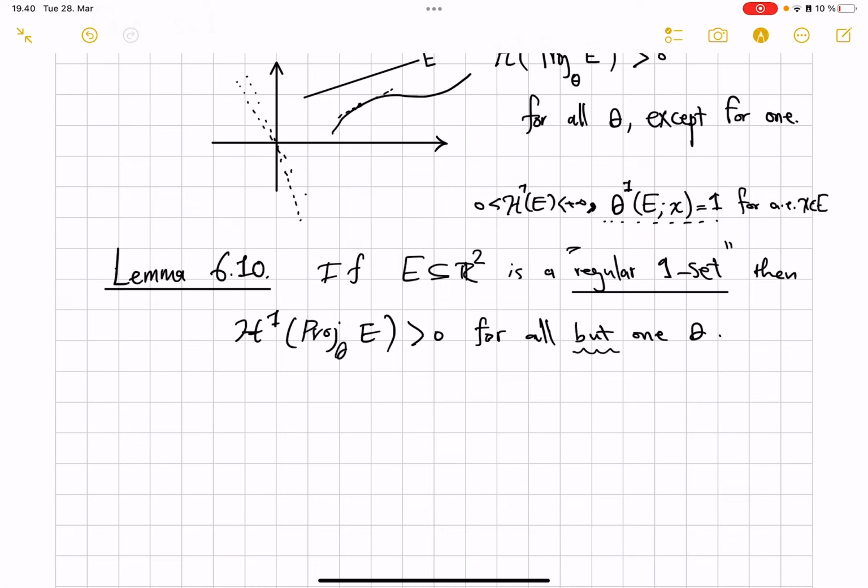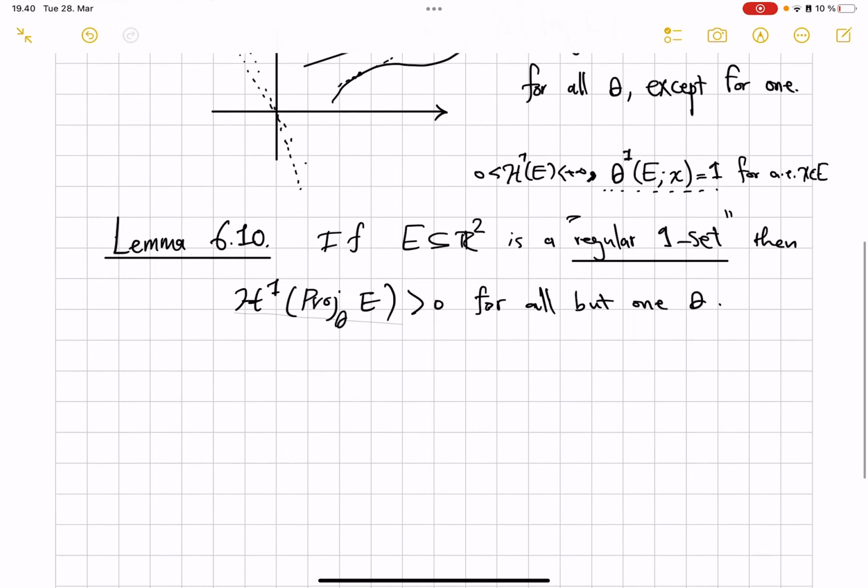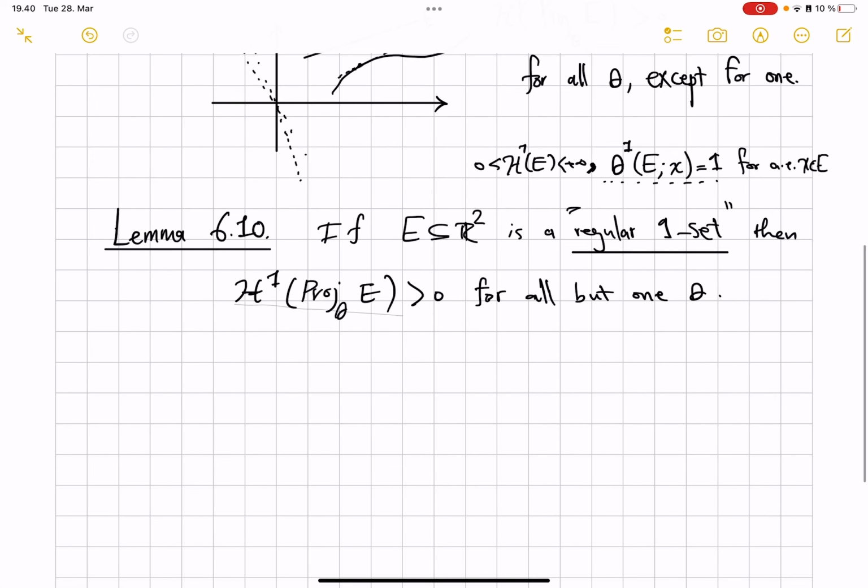Usually you don't have this for just one theta. Definitely it's true for almost every theta, but I also will bet that this is still true if you replace regular one set with one rectifiable. One has to be careful with blindly generalizing, but usually the case of getting it for almost every theta is just as important.